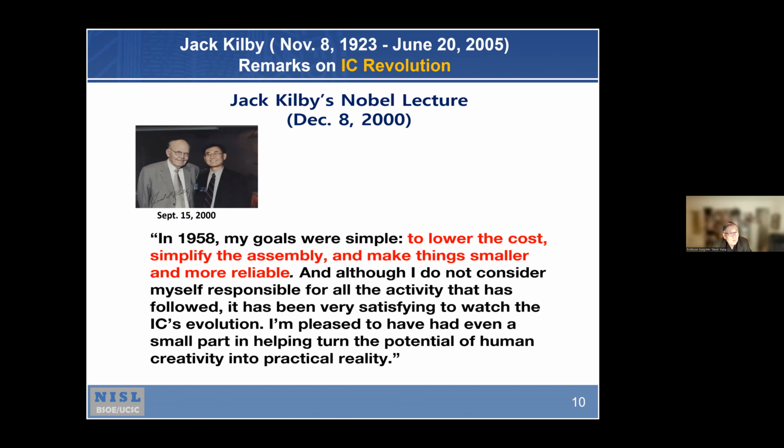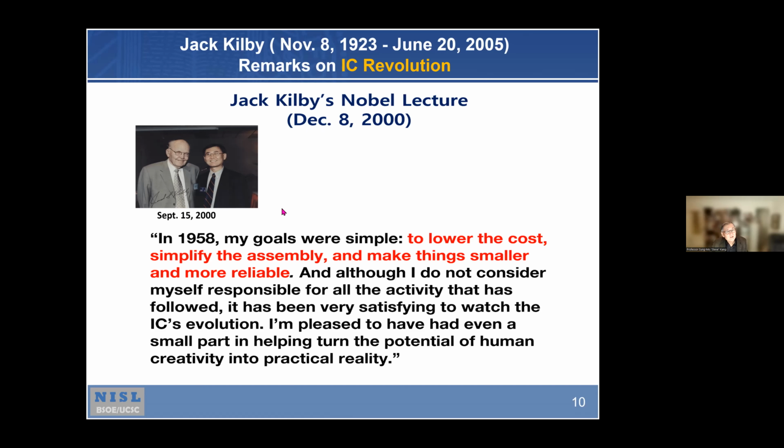So what you see here is a picture taken on September 15, year 2000. At that time I was the department head at the University of Illinois at Urbana-Champaign, and Jack Kilby was our distinguished alumnus. So we gave that recognition on September 15. We didn't know that he would get the Nobel Prize. On October 15, exactly a month later, the Nobel Prize was announced. And then on December 8, 2000, he received the Nobel Prize.